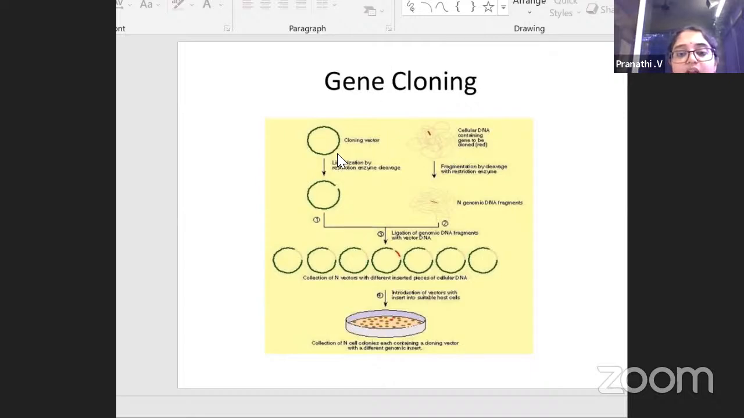Right. Cloning vector and then linearization. So you have different kinds of restriction endonucleases such as BamHI and HindIII. What do they do? They cleave at specific sites so that you will get fragments, either sticky ends or blunt ends.